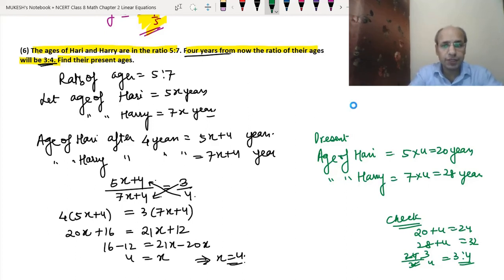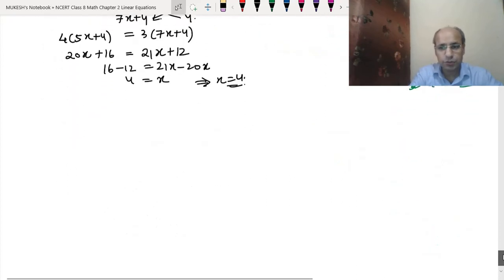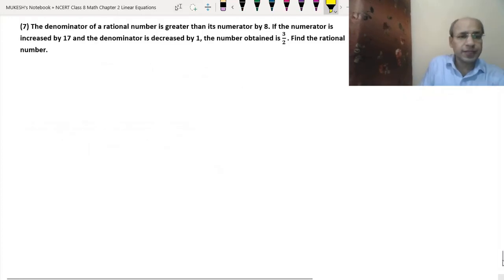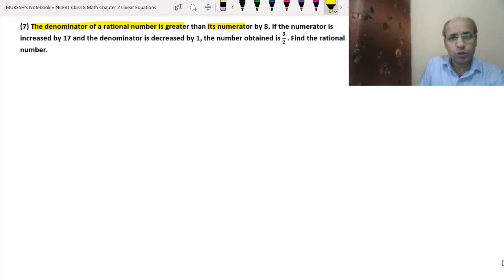Now let's do the seventh and last question of this exercise, and the last question of this chapter also. So with this we will finish the chapter. It is given that the denominator of a rational number is greater than its numerator by 8. If the numerator is increased by 17 and the denominator is decreased by 1, the number obtained is 3 upon 2. Find the rational number.